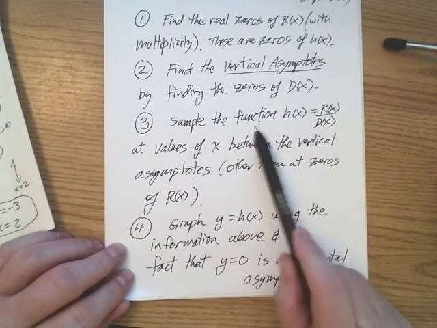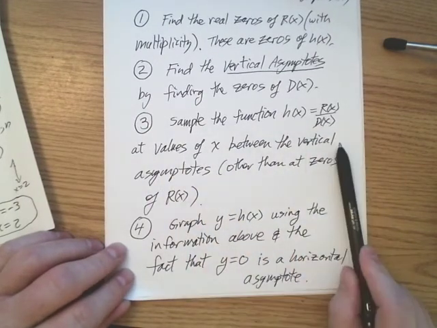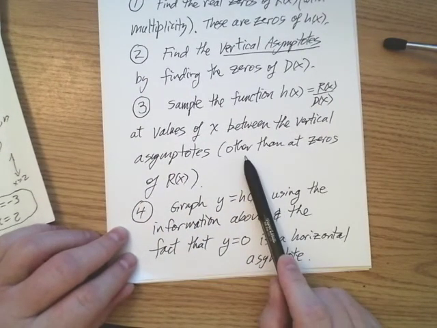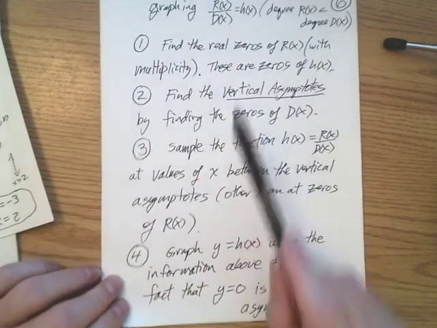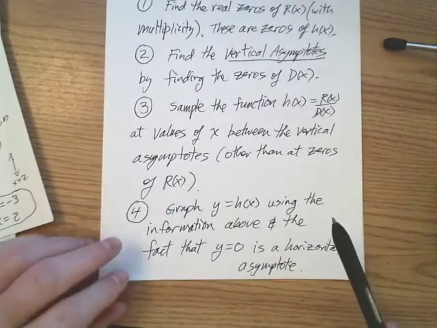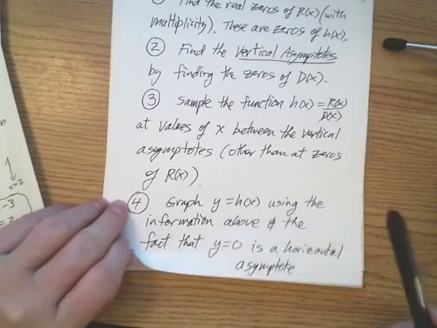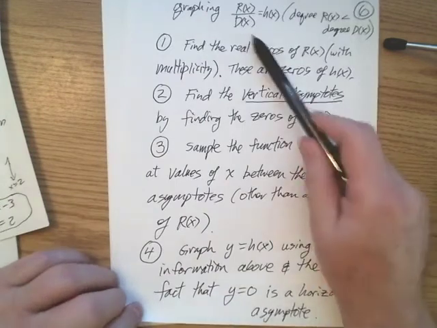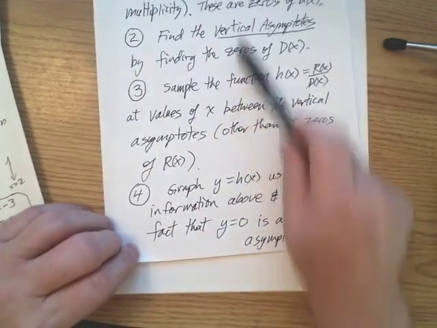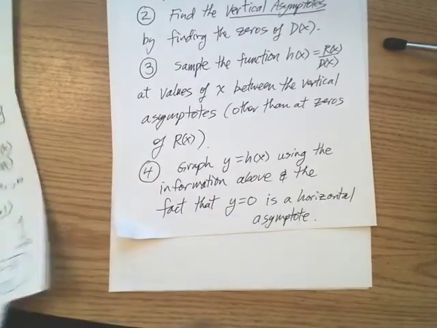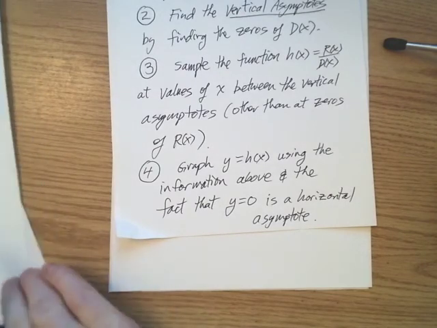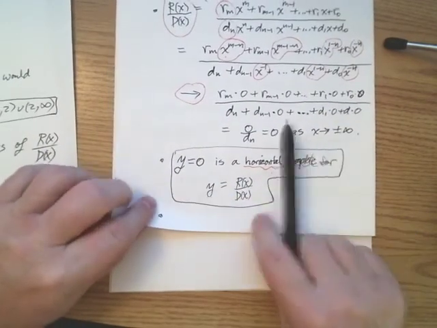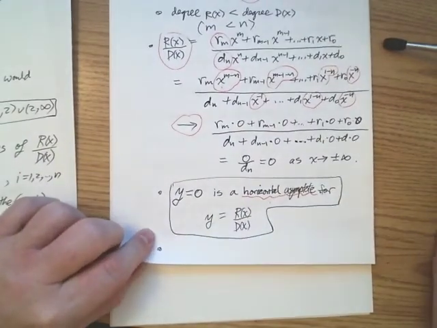Then, to get the idea of the graph of this, it's not going to be perfect or anything, sample the function h(x) at values of x between the vertical asymptotes, and we're going to do that at points, the values of x other than at the zeros of r(x), because we already know the value of the function at those places. It's 0, right? Okay? And then I'm going to show you how we can actually get a graph of h(x), r(x) over d(x), by using this information above and the fact that, remember, we have a horizontal asymptote for this, which is y equals 0. Remember the very first page? Okay, we'll be doing that in the next video.